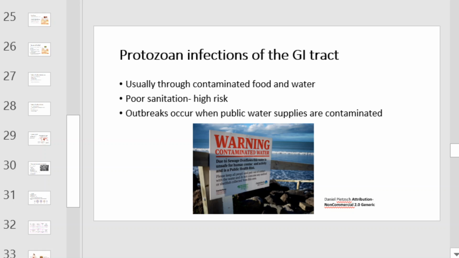Protozoan infections of the GI tract usually occur through contaminated food and water. Poor sanitation creates the highest risk for protozoan infections. Outbreaks occur when public water supplies are contaminated.